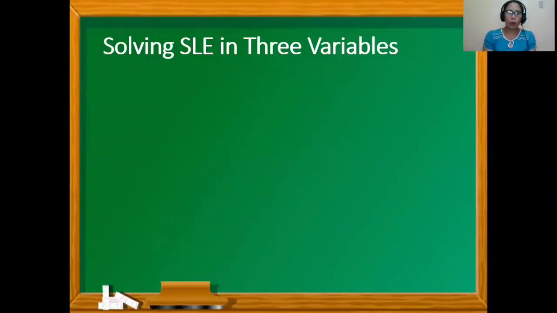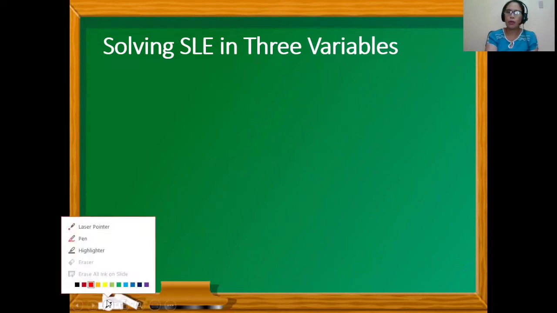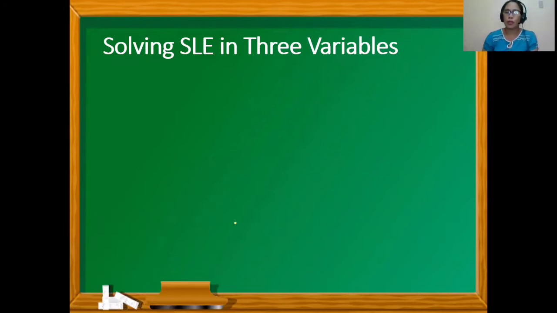Hi everyone, I am going to discuss solving systems of linear equations in three variables, this time making use of elimination. Now, last time you learned about solving systems of linear equations in two variables using different methods like graphing, elimination, substitution and making use of the determinants. So this time we will be working on the solution for systems of linear equations in three variables using elimination.